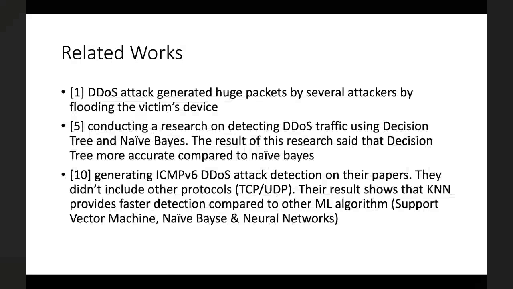And paper number 10, in research held by L. Aguila, they conducted DDoS attack detection using ICMP version 6 DDoS attacks. They did not include any other protocol like TCP or UDP flood attacks. Their result shows that KNN provides faster detection compared to other machine learning algorithms like support vector machine, naive Bayes, and neural networks.